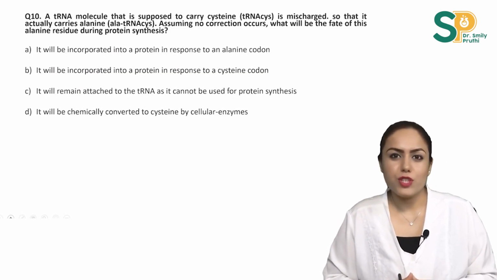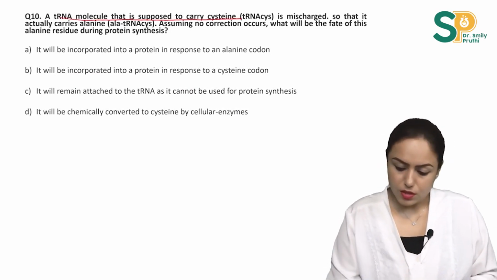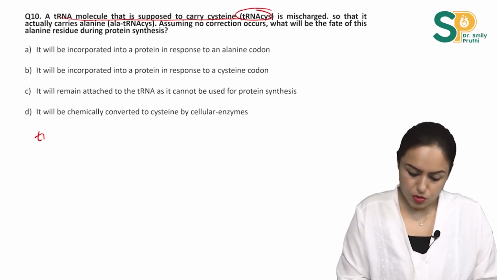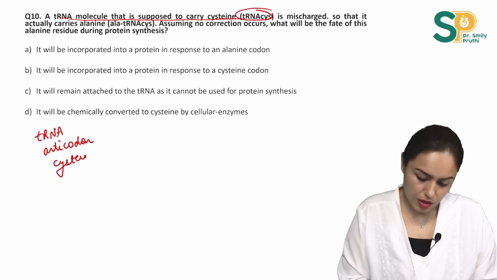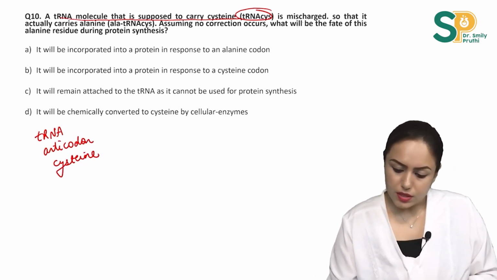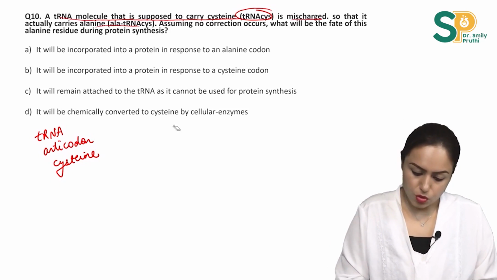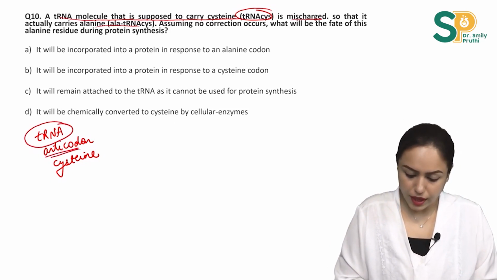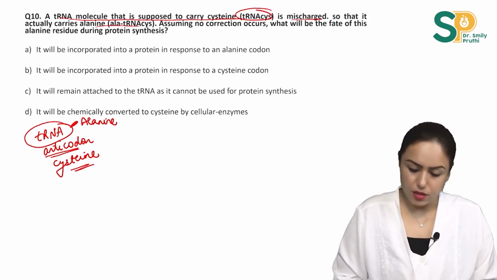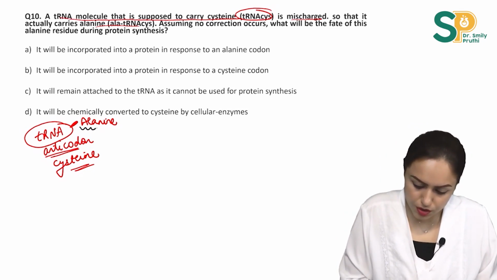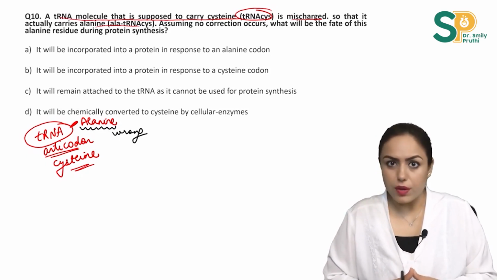Coming to the last question of this video, question number 10. A tRNA molecule that is supposed to carry cysteine, so tRNA cysteine. So the tRNA has the anticodon for cysteine, so it must carry cysteine. This is mischarged so that it actually carries alanine now. So there is a tRNA which has the anticodon for cysteine, but which amino acid is it carrying? It is carrying alanine, which is the wrong amino acid carried by the tRNA. It is mischarging of tRNA.